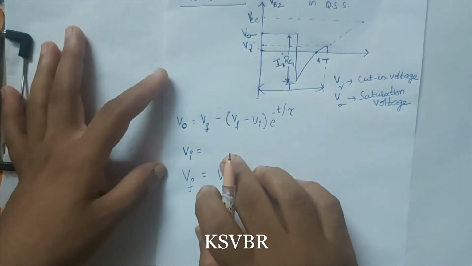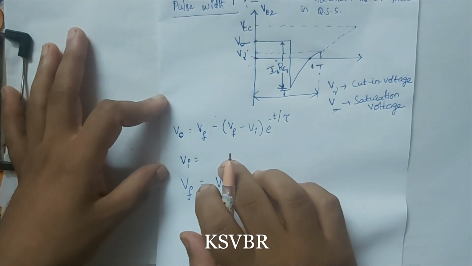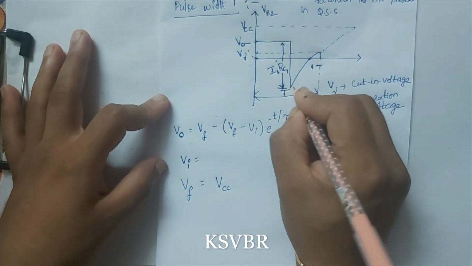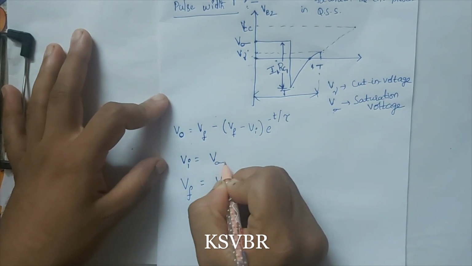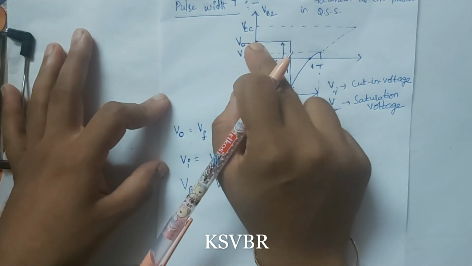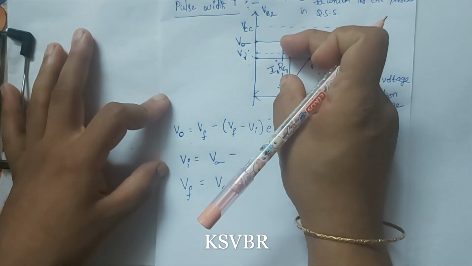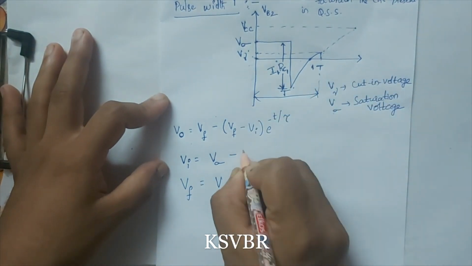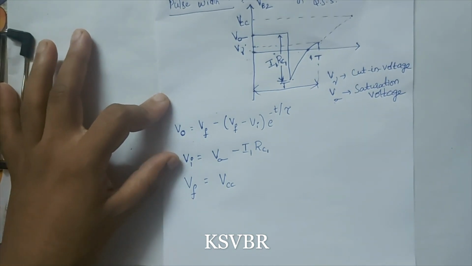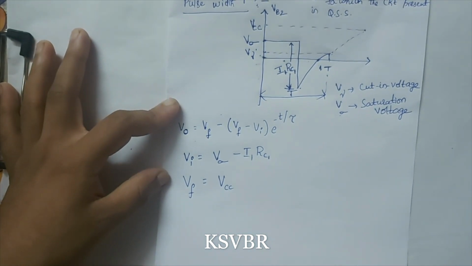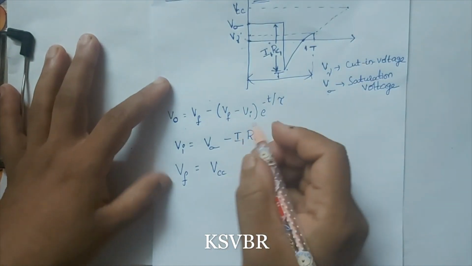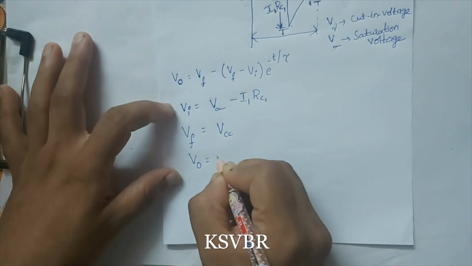So what is the V initial value? How much will be the V initial value? From here it is starting. So it will be V sigma minus, this is the V sigma level, and removing this portion. Hence we will get from here V sigma minus I1 RC1. This will be our V initial value. And what is V0 here? We are considering VB2 value. So V0 is equal to VB2.